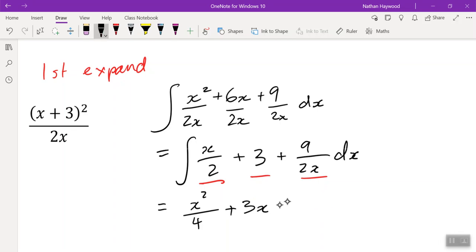Okay, next one, we just did this. It's a special rule. Bring the 9 out the front, and we have the natural log of 2x. Don't forget the plus c. So we integrated each term individually. Everyone happy? So just don't forget that first step in the red writing. Expand first.